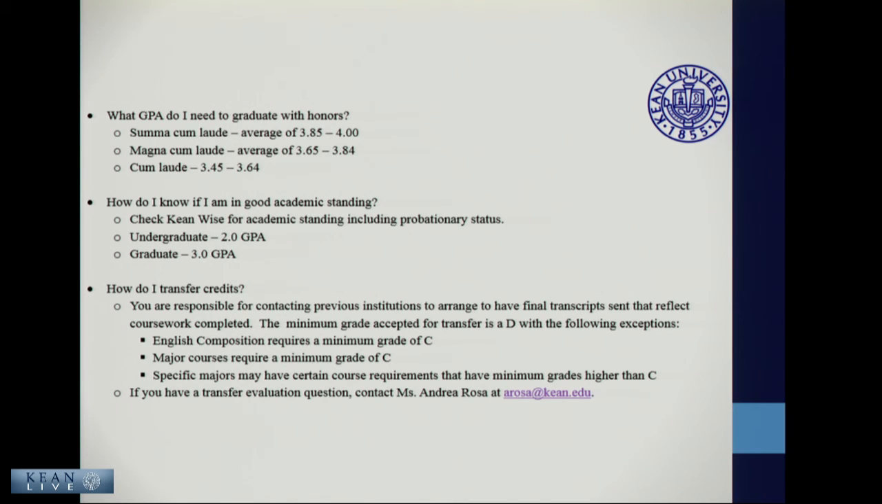Does anybody here advise graduate students? Okay, you know about graduate students have to keep the 3.0. They can't do grade recalculation, which is one of those ones that it's like an advanced question. If you retake a graduate course, you have to keep both grades. And then transferring credit, you can see that there.